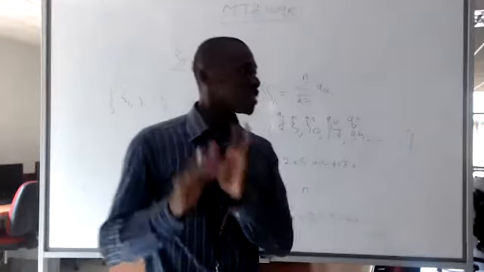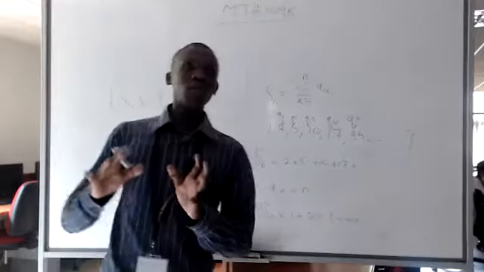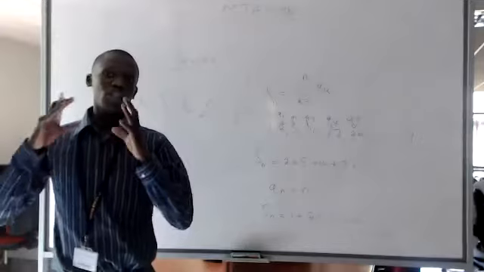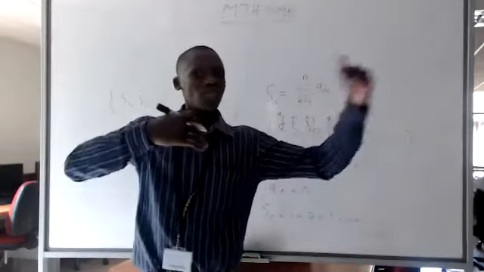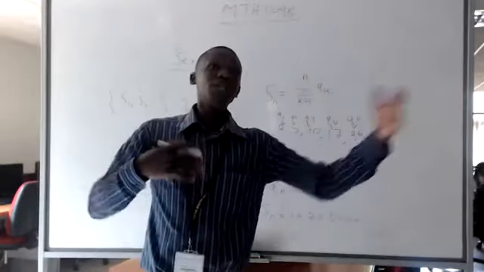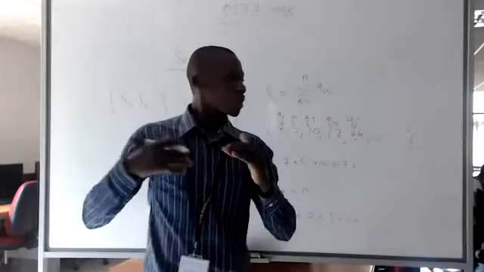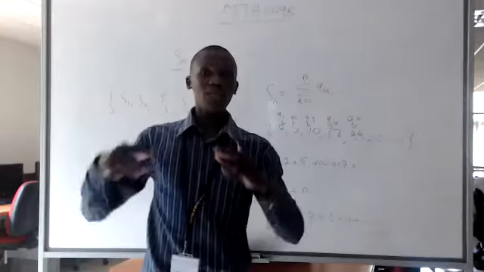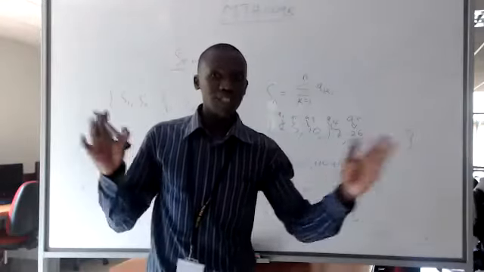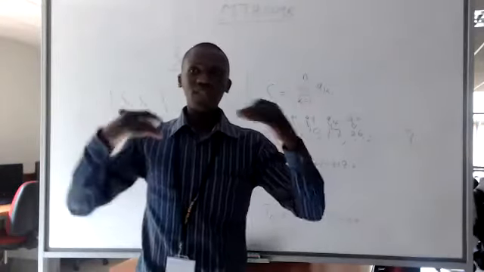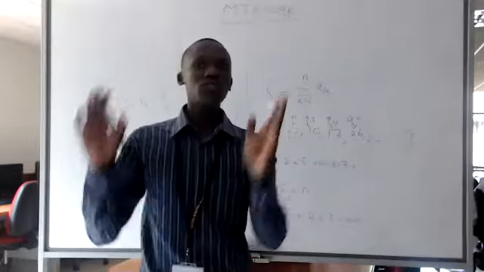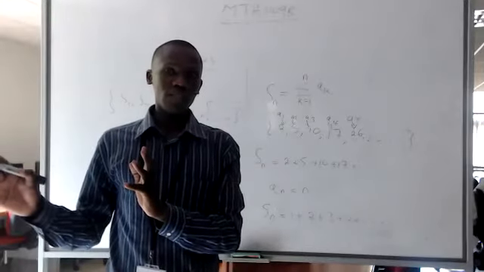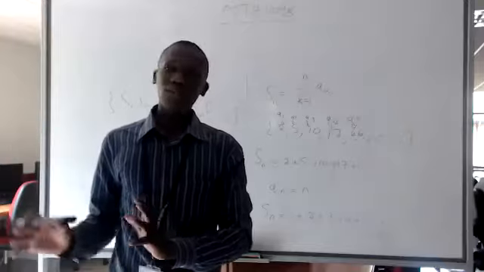And I mentioned that in some cases, this series may converge if your partial sums approach some finite number. But in most cases, it will not approach a finite number. It may go to infinity. In that case, we say the series is diverging. If your series is approaching a number which is not finite, we say the series is diverging.